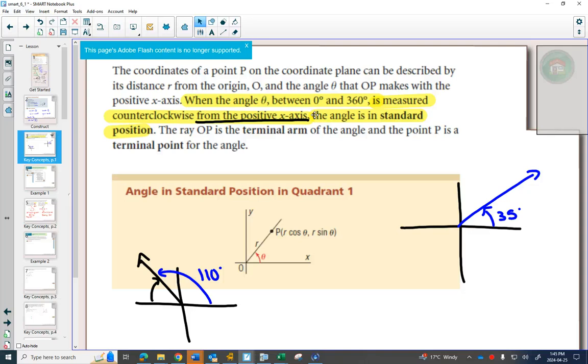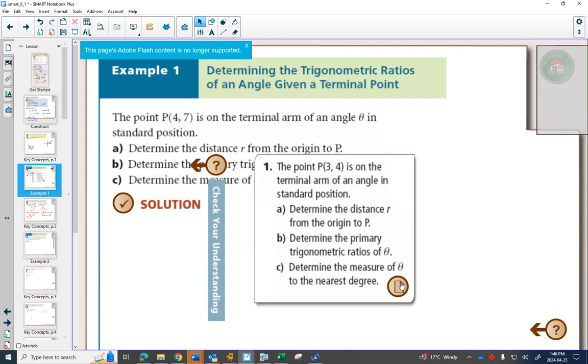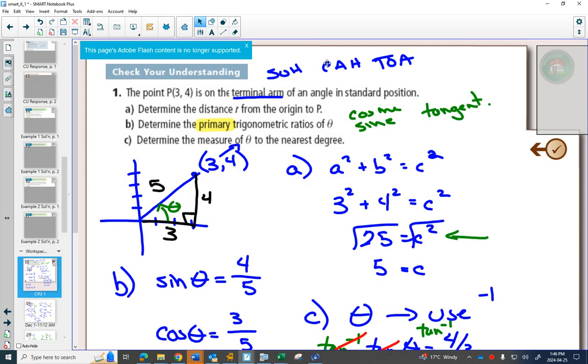Okay, so we now get to example number 1. Whew, that's too much information for you. Let's get rid of that.